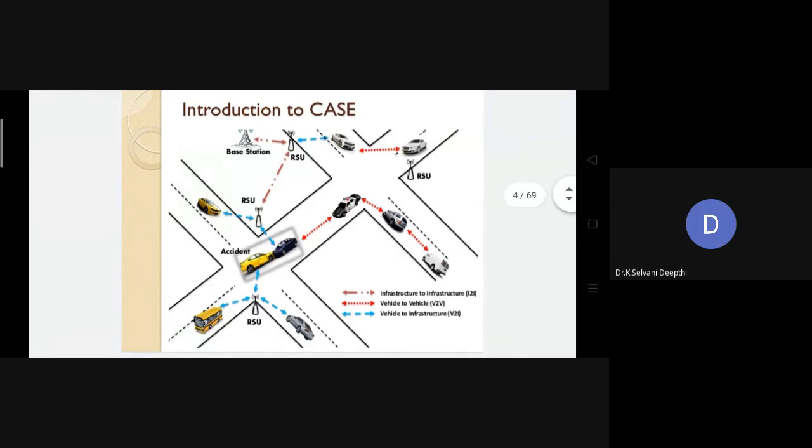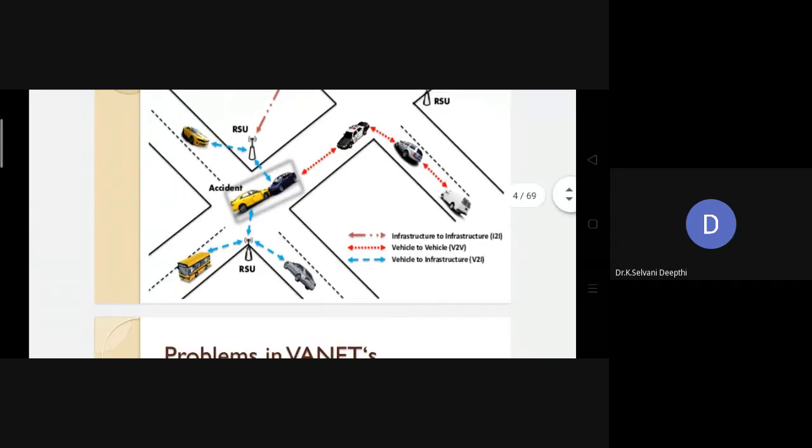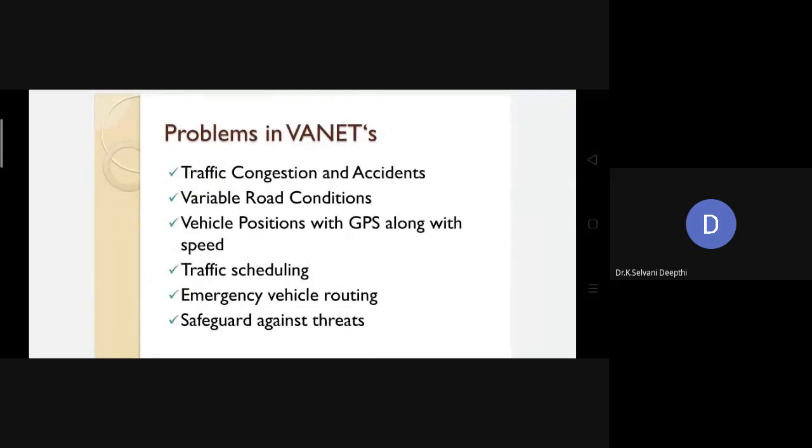Next, you have to make communication between vehicle to vehicle, that is V2V, and vehicle to infrastructure, where the roadside unit is the infrastructure. And roadside unit to roadside unit communication should also be there. So this is the problem I have taken. First we have to identify the problems in VANETs. What are the problems in VANETs?